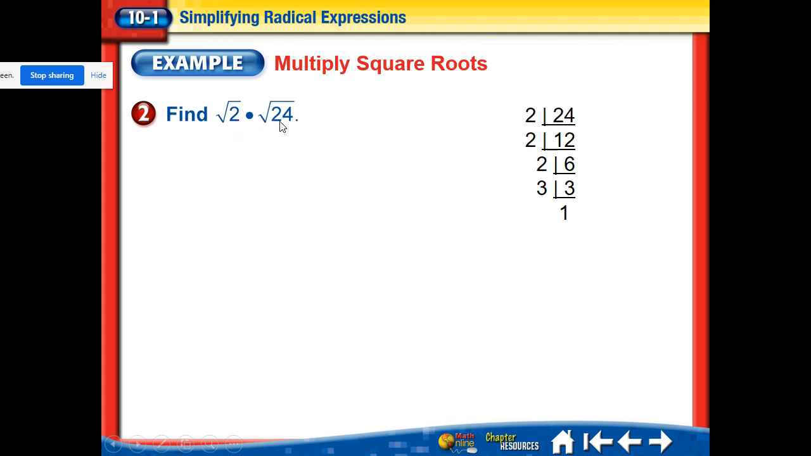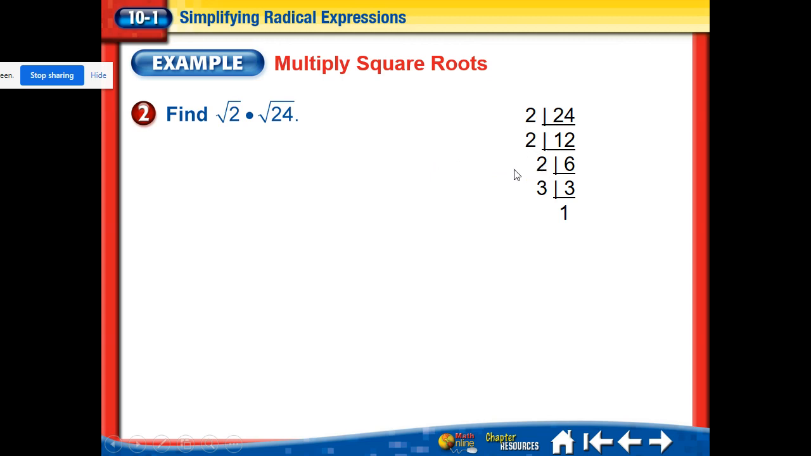All right, what if I have a 2 and a 24? Well, let's start with the 24. 24 divided by 2 is 12, divided by 2 is 6, divided by 2 is 3, 3 divided by 3 is 1. So I got a bunch of 2s and a 3, but I also have this extra 2 in front. So these 2 go together, and this 2 with that 2 goes together.